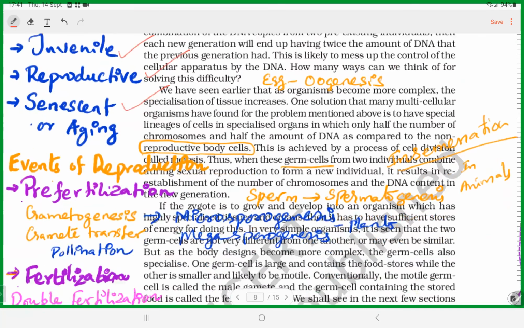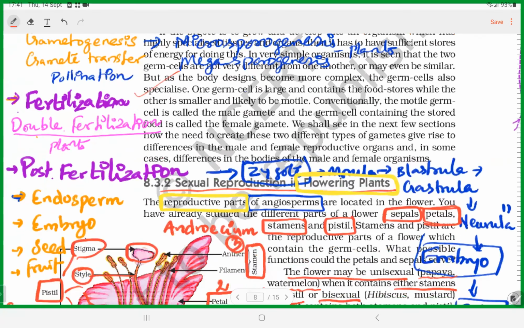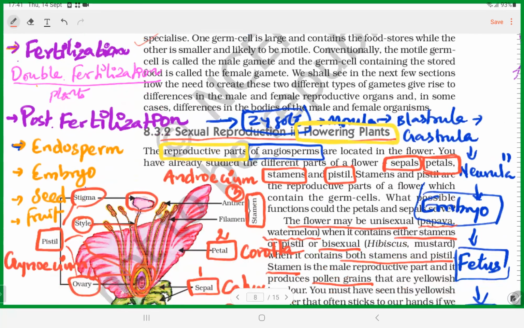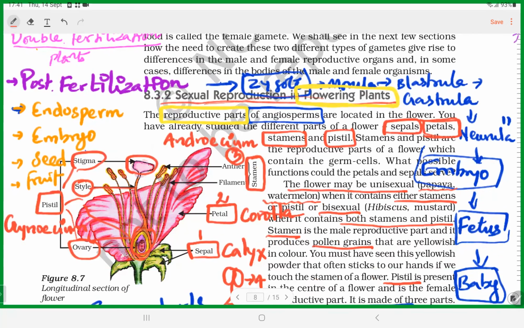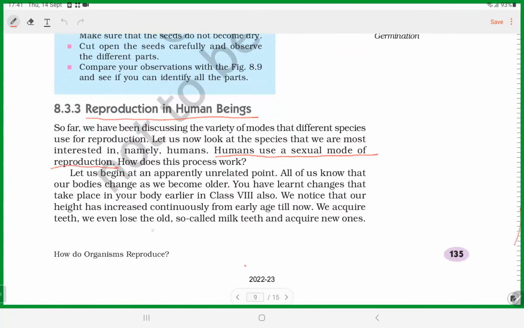Very important: the events of reproduction are pre-fertilization, fertilization, and post-fertilization events. And gametogenesis, as we know, includes spermatogenesis and oogenesis. The type of fertilization is internal fertilization, and then the development is also internal. These are all the stages which we should know, and we will discuss each of them in detail. First, we discuss the changes.